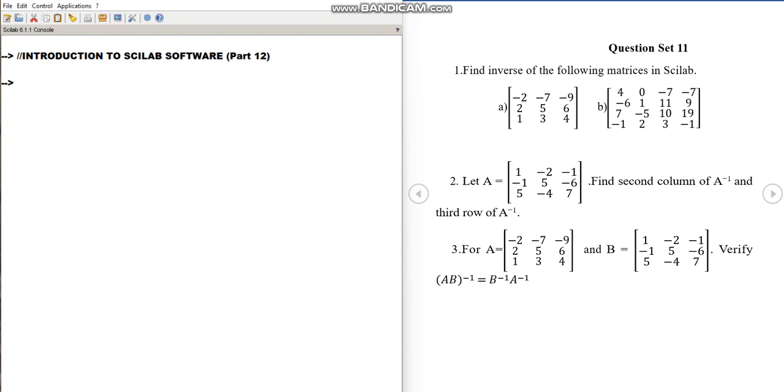Let us start with finding the inverse of the following matrix. Now, before finding the inverse, let me tell you that not every matrix is invertible. That means it is not necessary that the inverse will exist for a matrix. So the inverse exists when the determinant is not equal to 0.